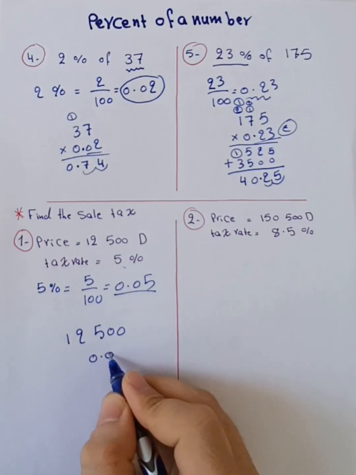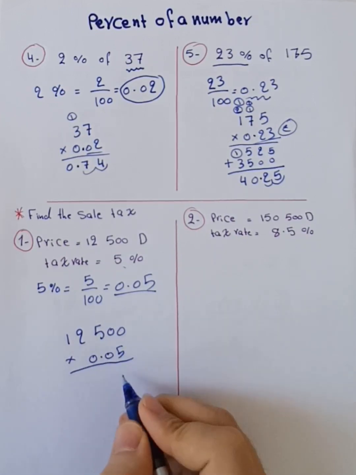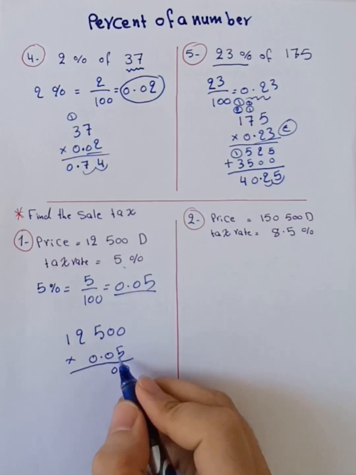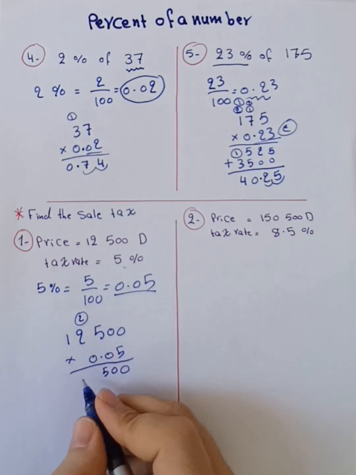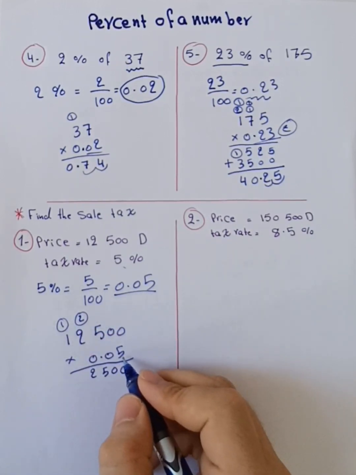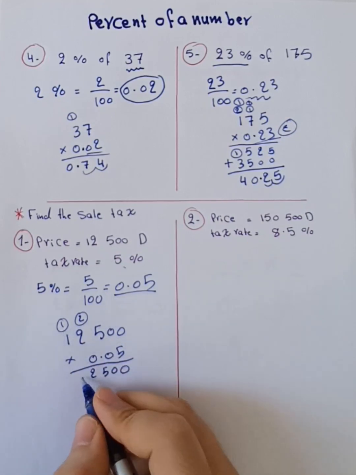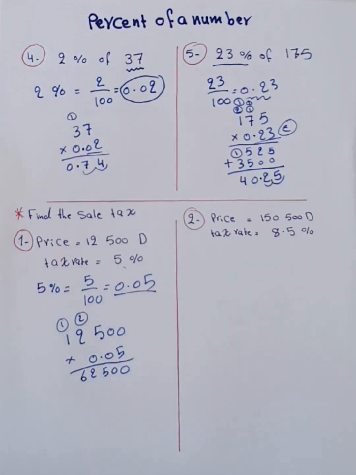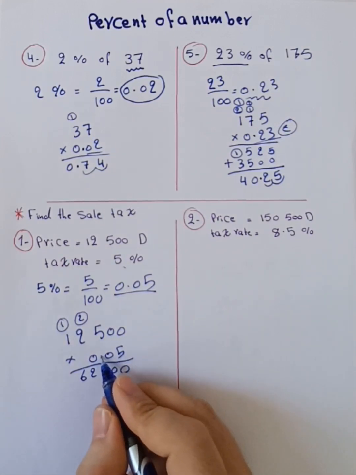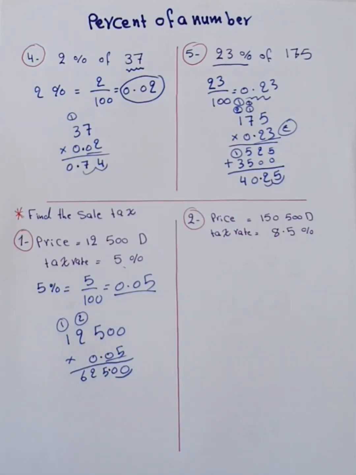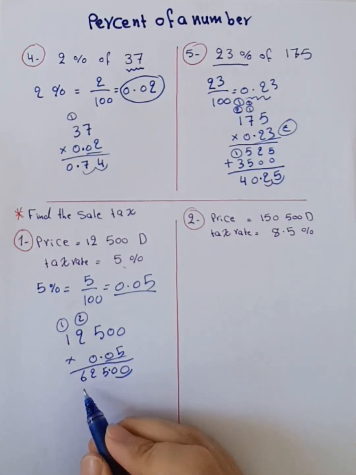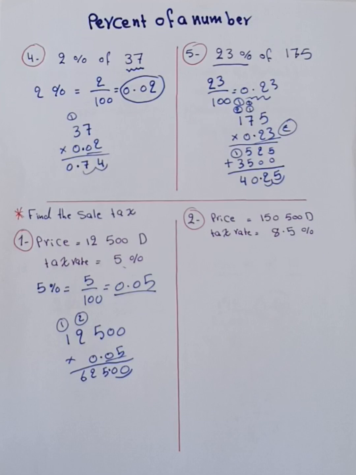12,500 multiplied by 0.05. 5 times 0 is 0, 5 times 0 is 0, 5 times 5 is 25. You have to regroup. 5 times 2 is 10 plus 2 is 12. Again, we have to regroup. 5 times 1 is 5 plus 1 is 6. After that, you have to write the decimal point in the product. In the second number, after this point, you have two numbers. We have to skip two numbers and then write the decimal point. So the sales tax is 625.